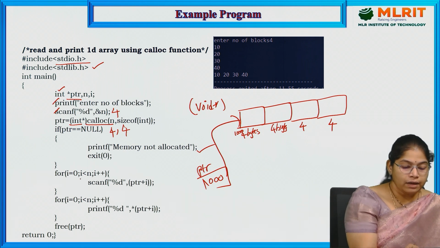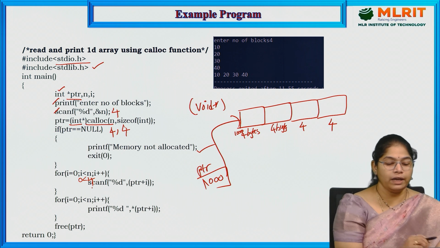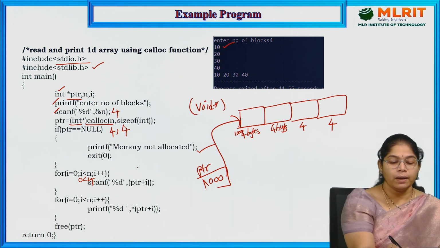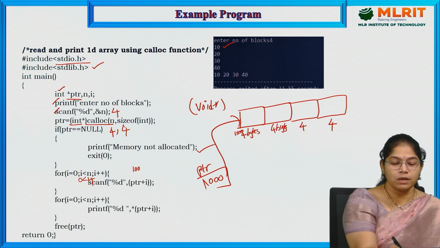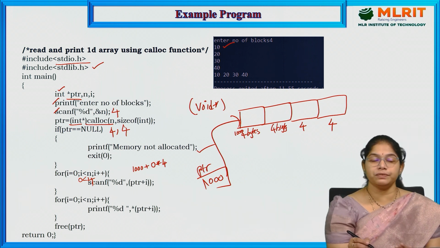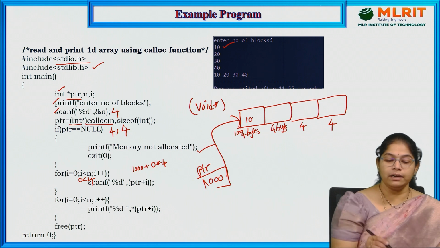Then i equal to 0, 0 less than 4, condition is true. Then the value 10 has to be stored at ptr plus i, where ptr is 1000, 1000 plus i is 0, but since it is of integer type, 0 into 4, because integer occupies 4 bytes of memory. Then the value 10 is stored in the address 1000.